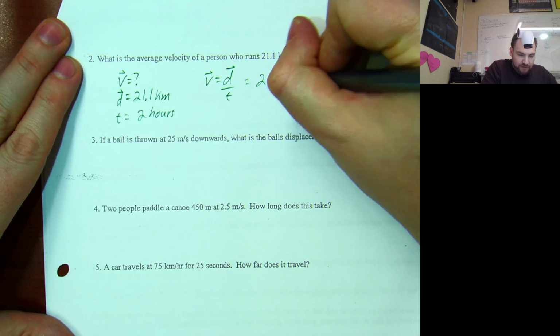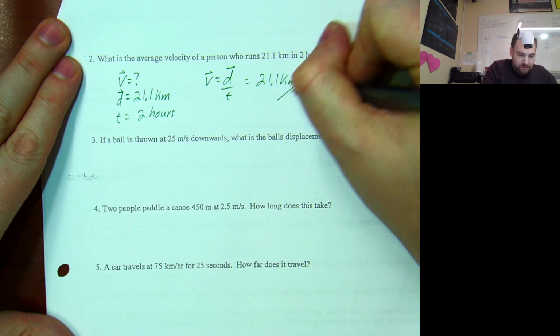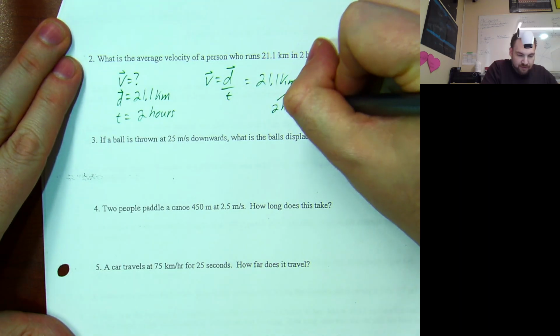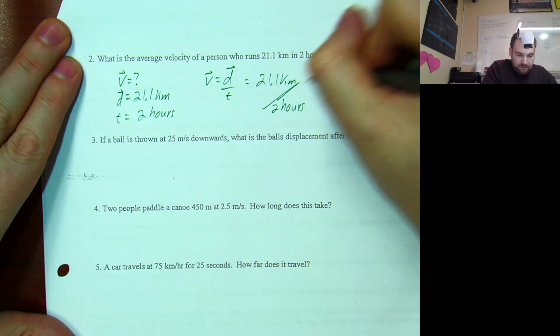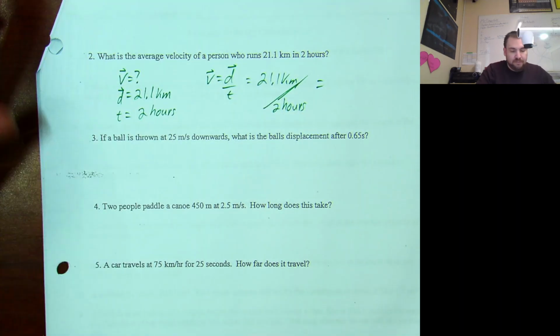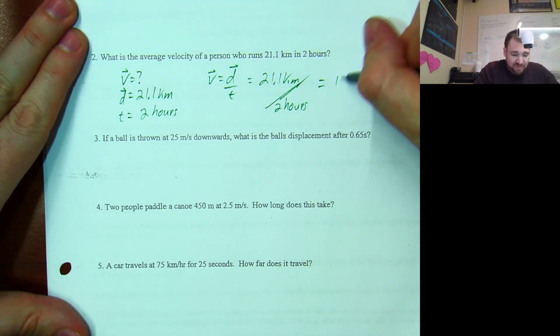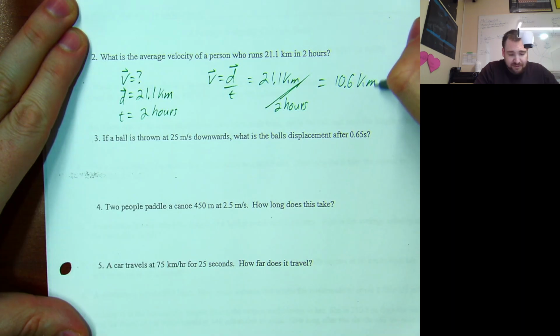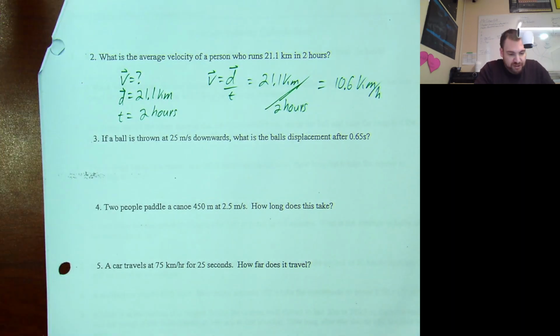It's going to be 21.1 kilometers in 2 hours. I got 10.6 kilometers per hour. I mean, he's moving, or she's moving, but it's not out of the realm of totally doable. I mean, assuming you're a runner. I couldn't do it, but I'm sure someone in this class could.